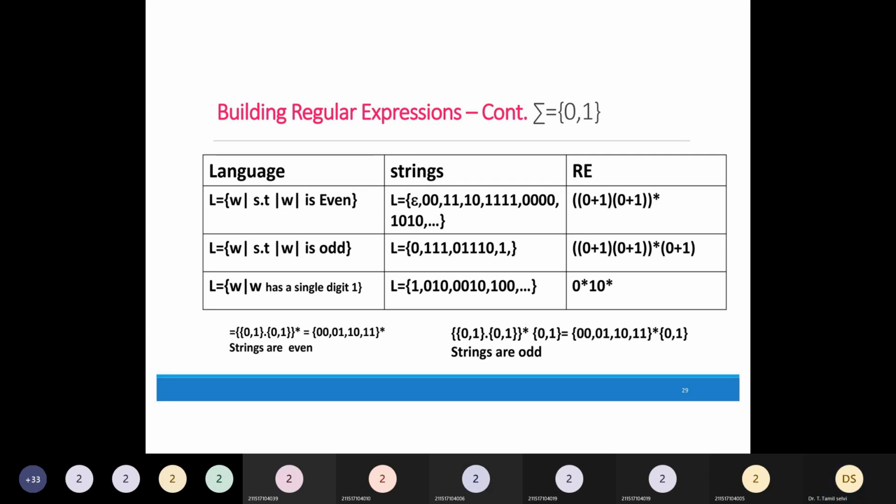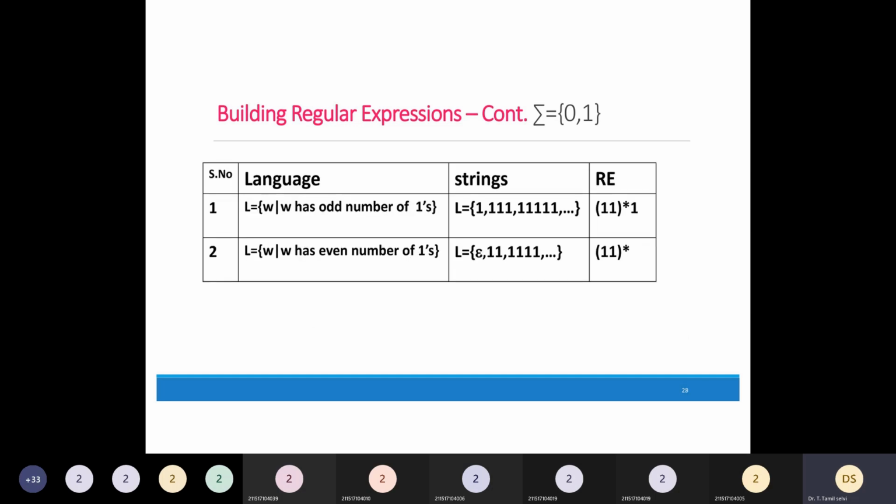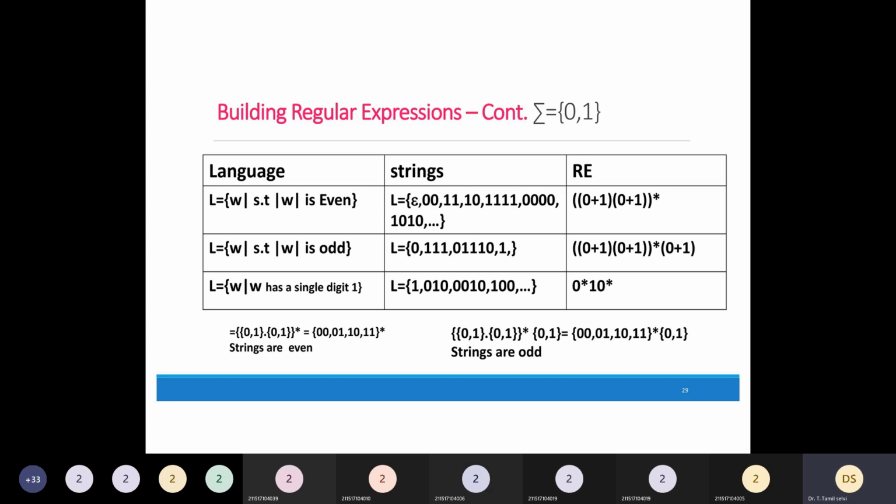So same thing. First one, L equal to W, where W is nothing but the string whose length is even. So here the alphabet is 0, comma 1. In the previous example, we were using the unary representation, that is odd number of ones alone and then even number of ones alone. In this one, we are using the binary representation. Any string here is a combination of zeros and ones.